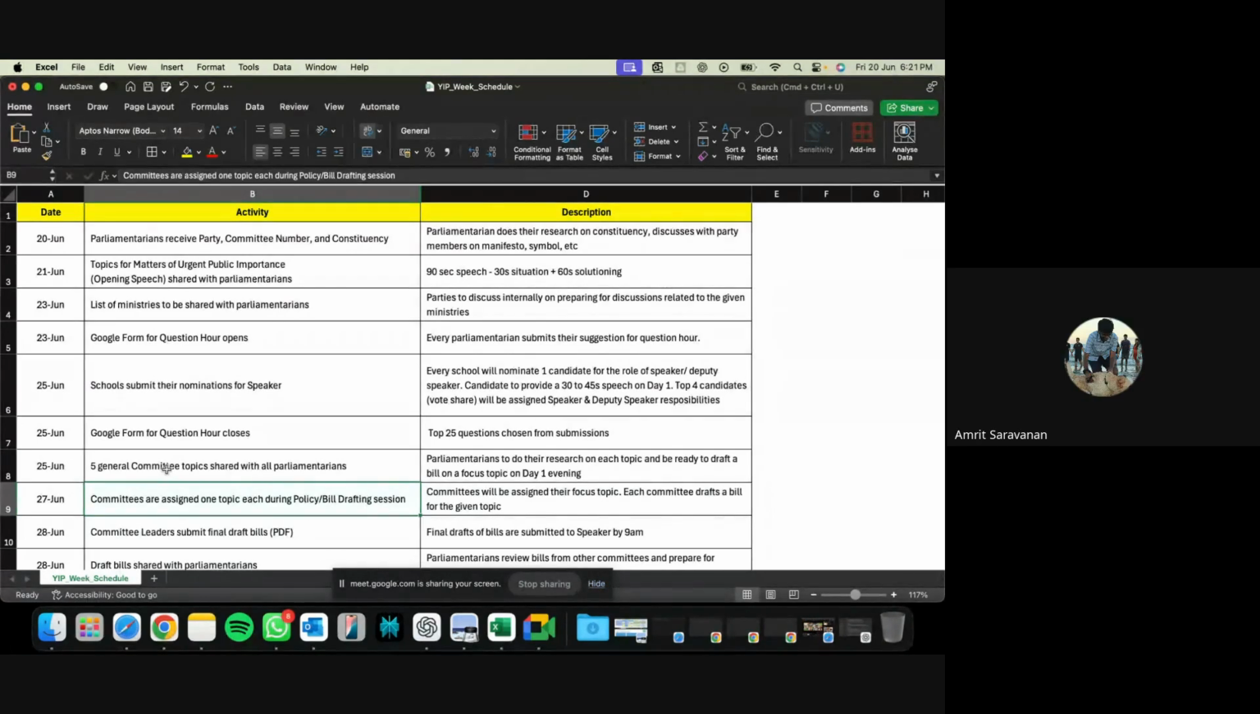The speaker is going to be there. The speaker will be available across the 2 sessions. If they are not available, then they're not eligible to be the speaker. But yes, in case of emergency, deputy speakers can vote.